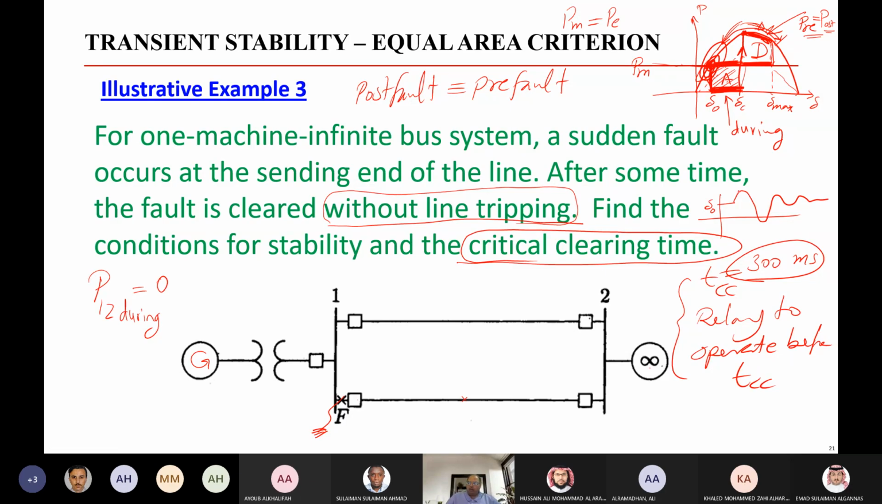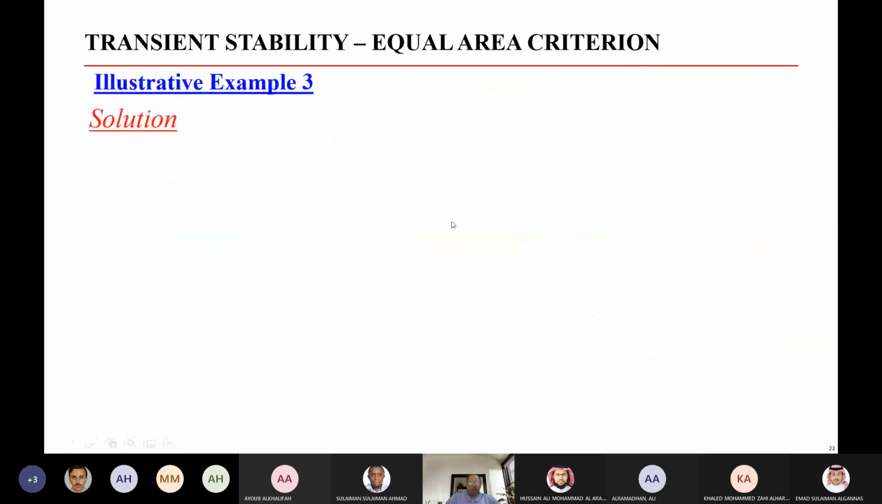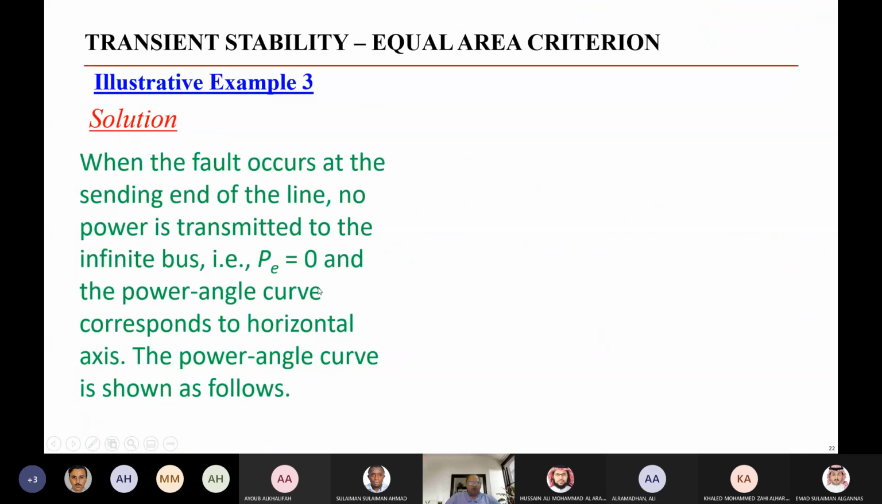Okay, where this is delta max, this is the delta max vector. So can we check the condition for stability and calculate the critical clearing time for this? Now we draw already the scenario.